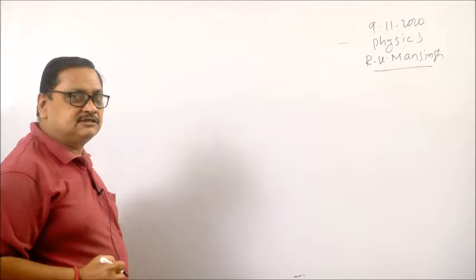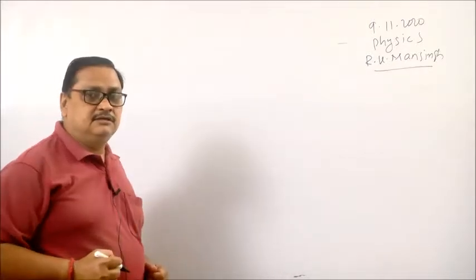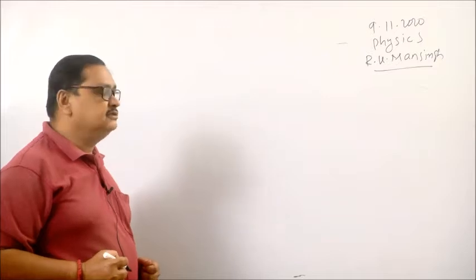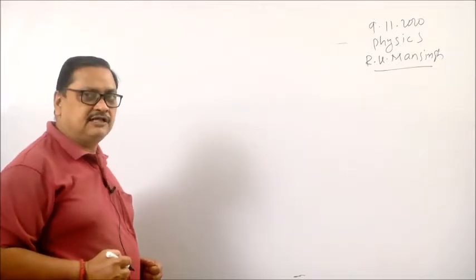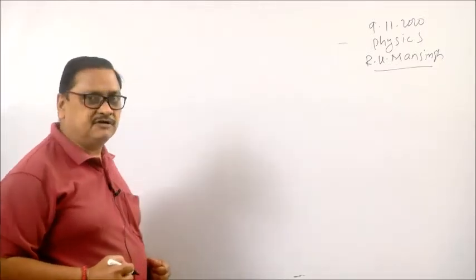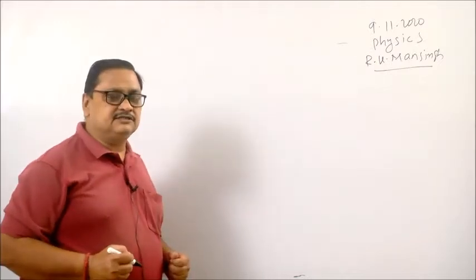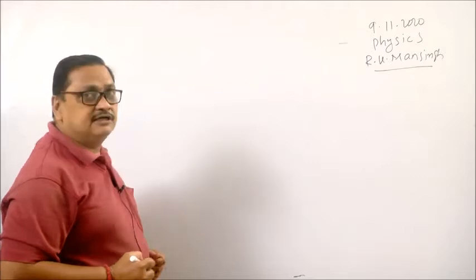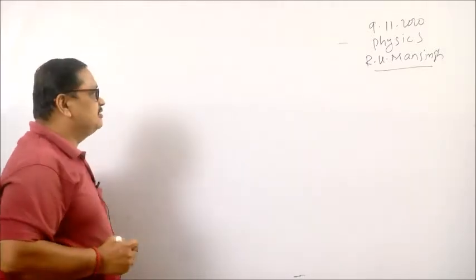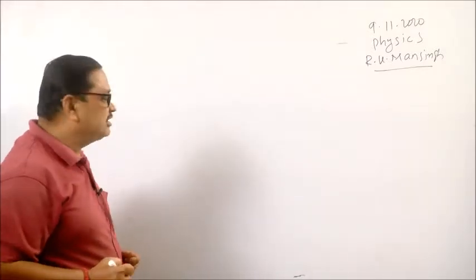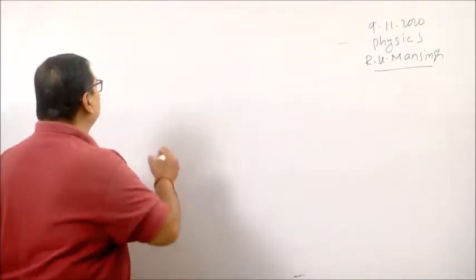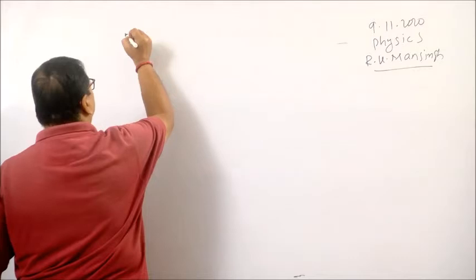Last class we discussed the two vector products: one is the scalar product or dot product, another is the vector product or cross product. We have already discussed the various properties of the vector product, and today we will discuss the last property of the vector product: how to find the angle between two vectors using the cross product.